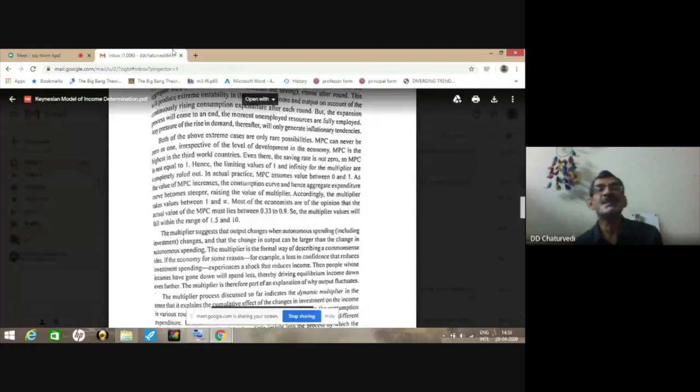So we find that MPC can never be 0 or 1 in most of the cases. That means these are only extreme cases. In a general situation, the value of MPC lies between 0 and 1. And MPC is highest in the third world countries because of low income. Most of the income that people receive is spent by them. And for most of the economies, it has been found that the value of MPC lies between 0.33 and 0.9.